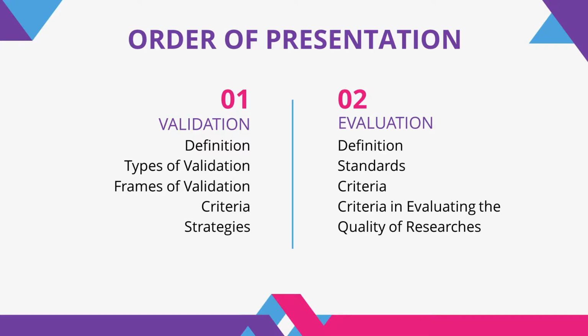Here is the order of my presentation. Number 1, validation, which includes its definition, types of validation, frames of validation, criteria, and strategies. And number 2, evaluation, which includes its definition, standards, criteria, and criteria in evaluating the quality of different types of qualitative research. Let me start my discussion with validation and its definition.